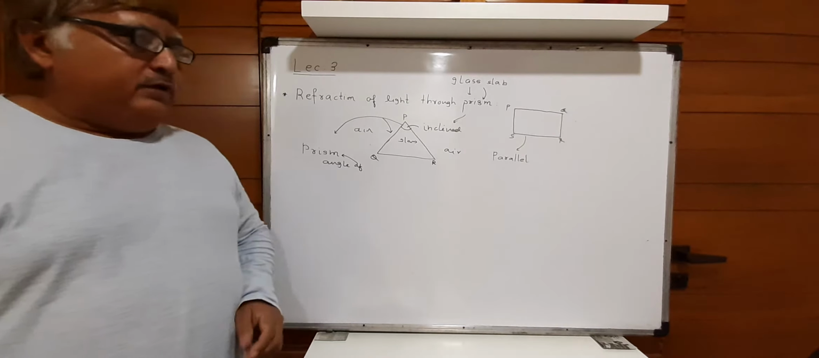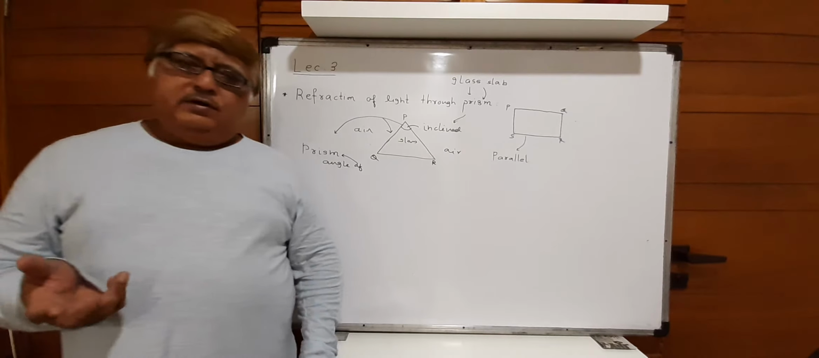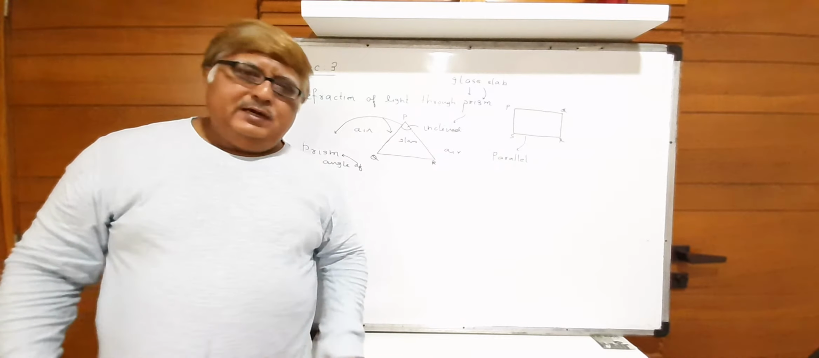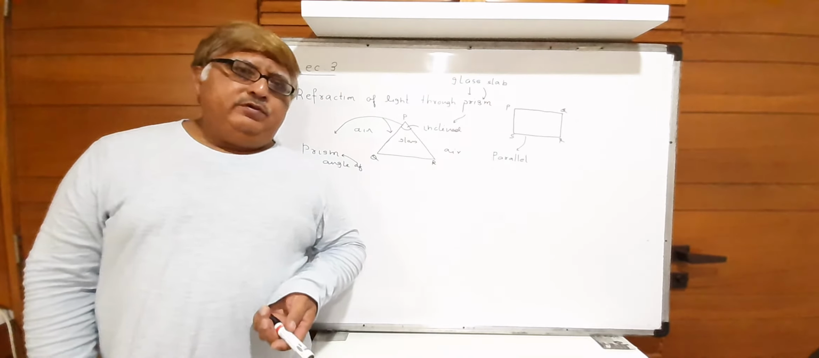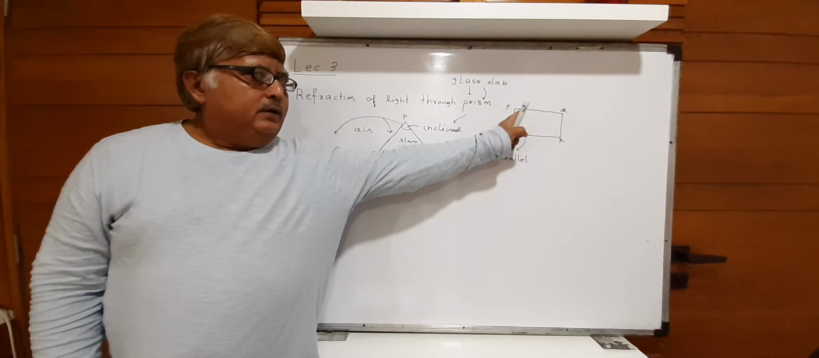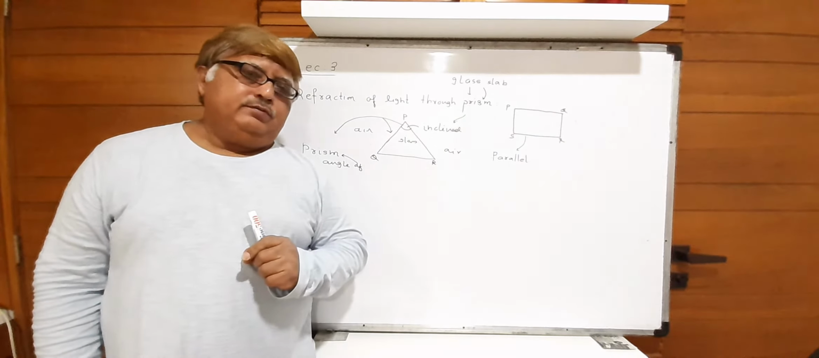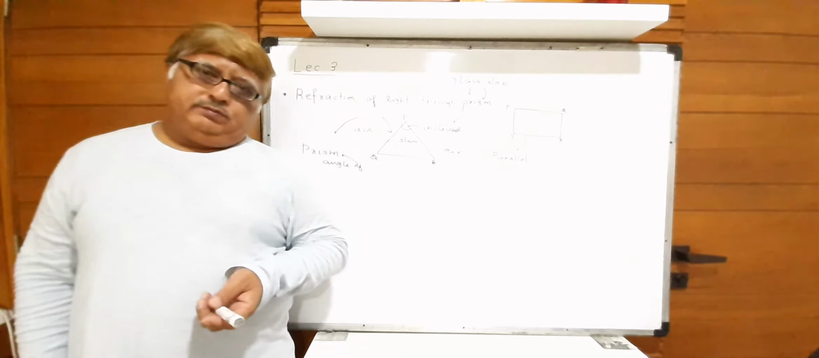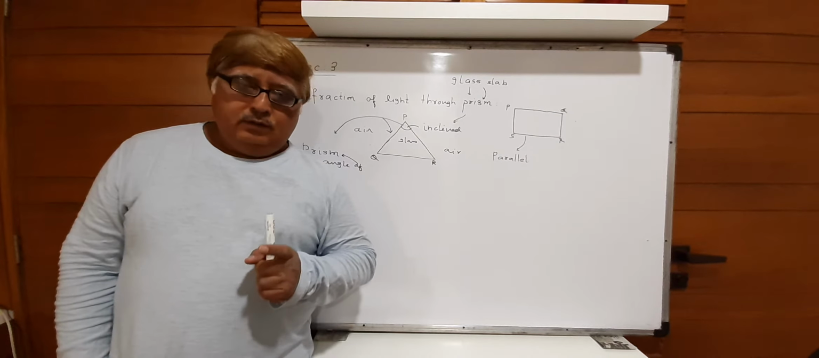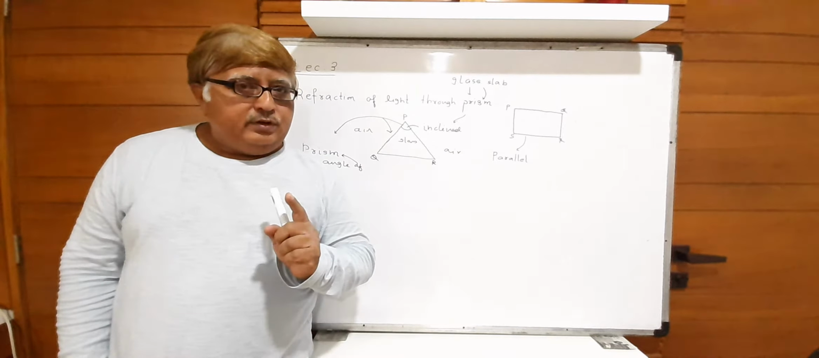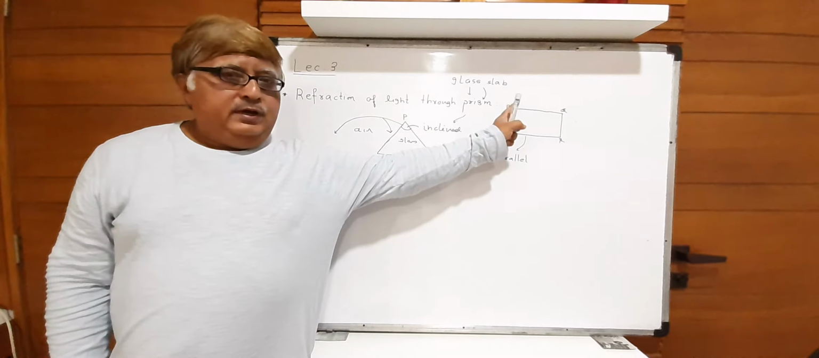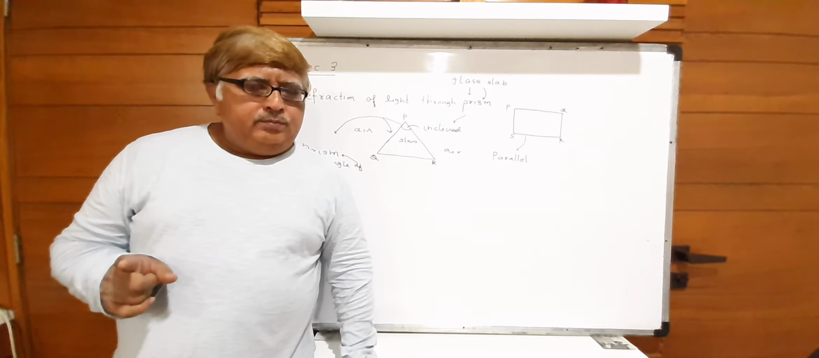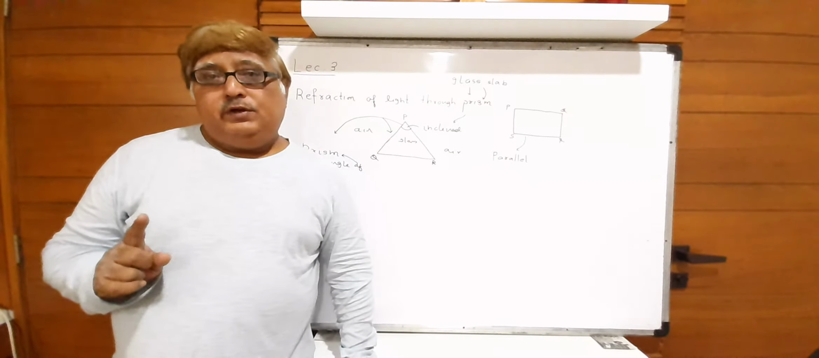So you understood the difference? The question may arise in our mind: we already discussed refraction of light through glass slab, so why do we need to discuss refraction of light through prism? Here both the refracting surfaces were parallel. Here both the refracting surfaces are inclined. We want to understand by experiment whether, even when refracting surfaces are parallel or inclined, they follow the same laws of refraction we have studied.